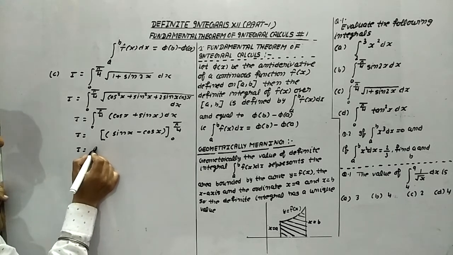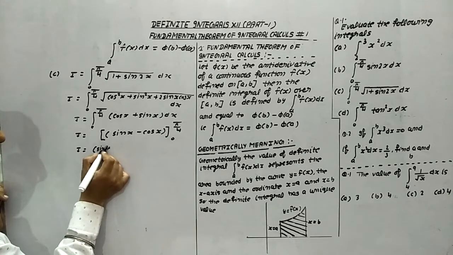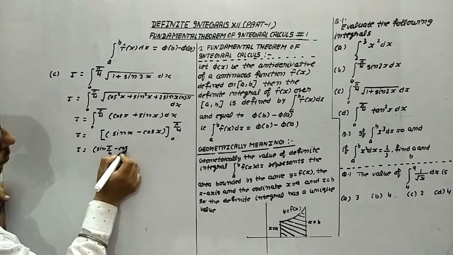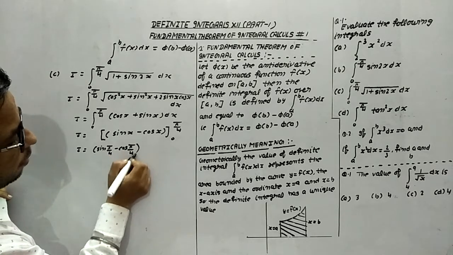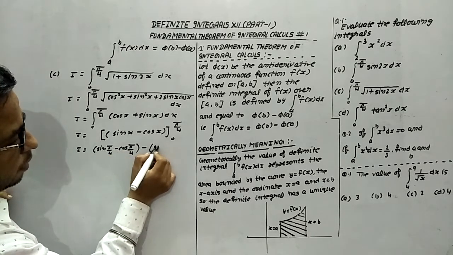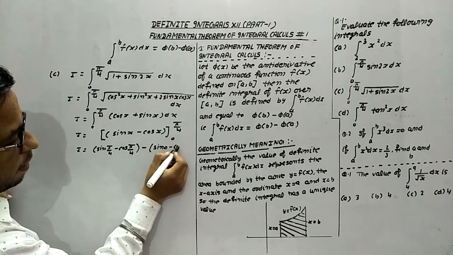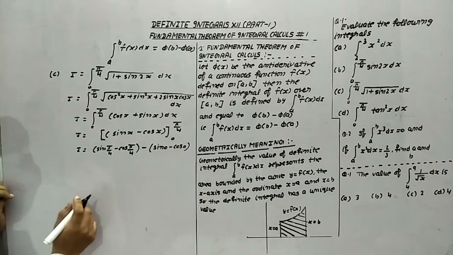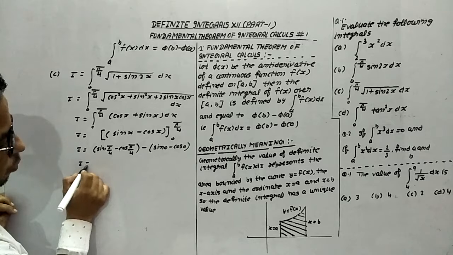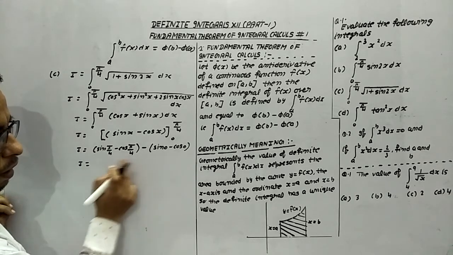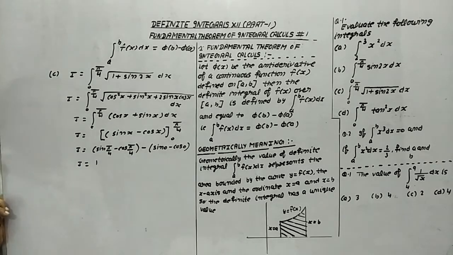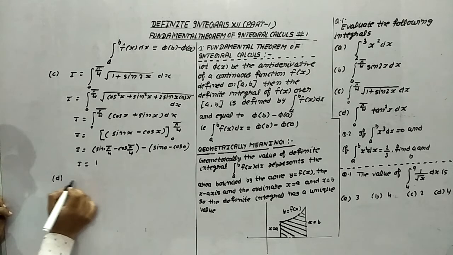It means what is the upper limit? sin π/4 minus cos π/4, and then the lower limit minus what is this thing? sin 0 minus cos 0. It means what does this become? I is equal to, this cancels out. It means the resultant is 1 only. So what is the result of this? 1. Now look at this thing in part D.